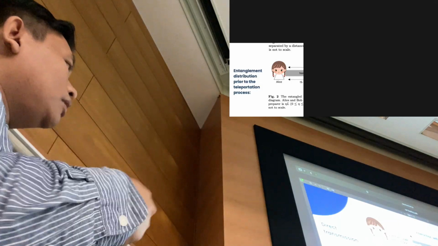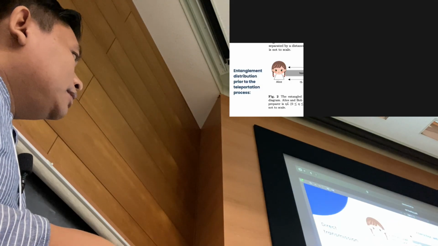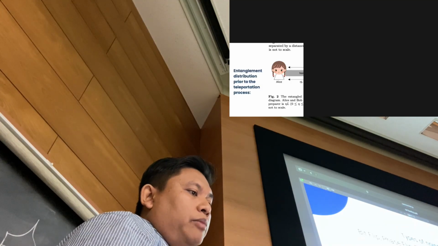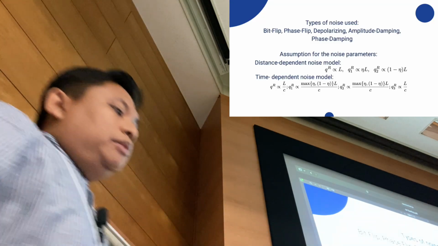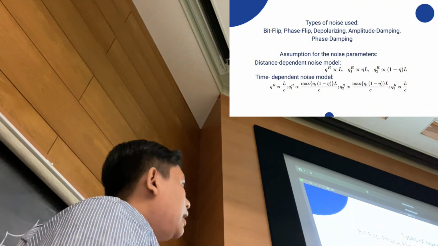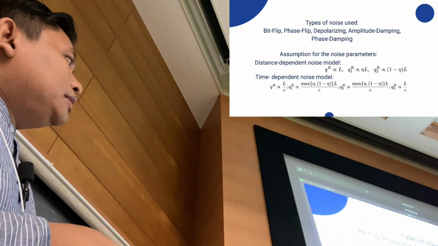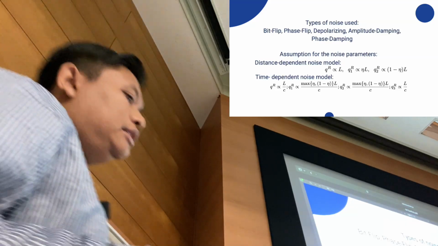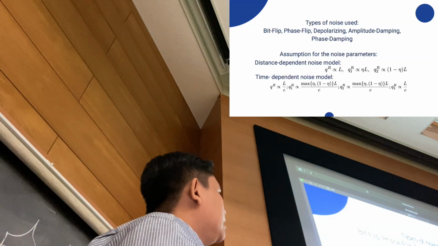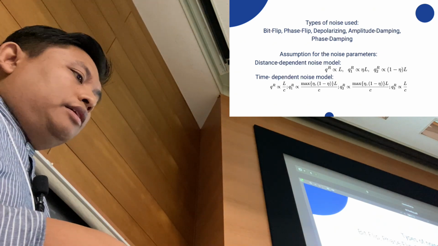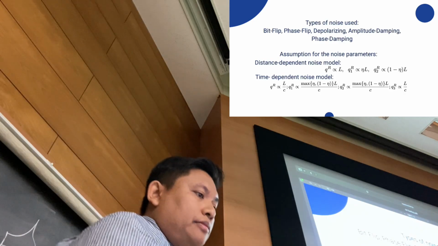teleportation process. Prior to the teleportation process, there is entanglement distribution, and I take 5 types of noises here: bit flip, phase flip, depolarizing, amplitude damping, and phase damping. And I also make some assumptions here: distance dependent and time dependent. For distance dependent, meaning the more distance traveled, the higher the noise. And for time dependent, the longer the time exists, the higher the noise.